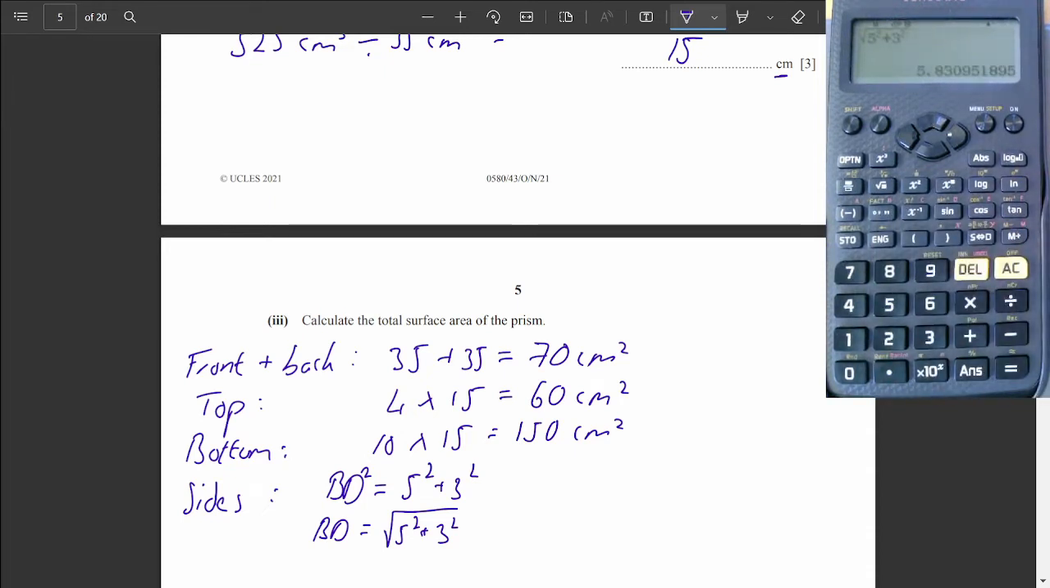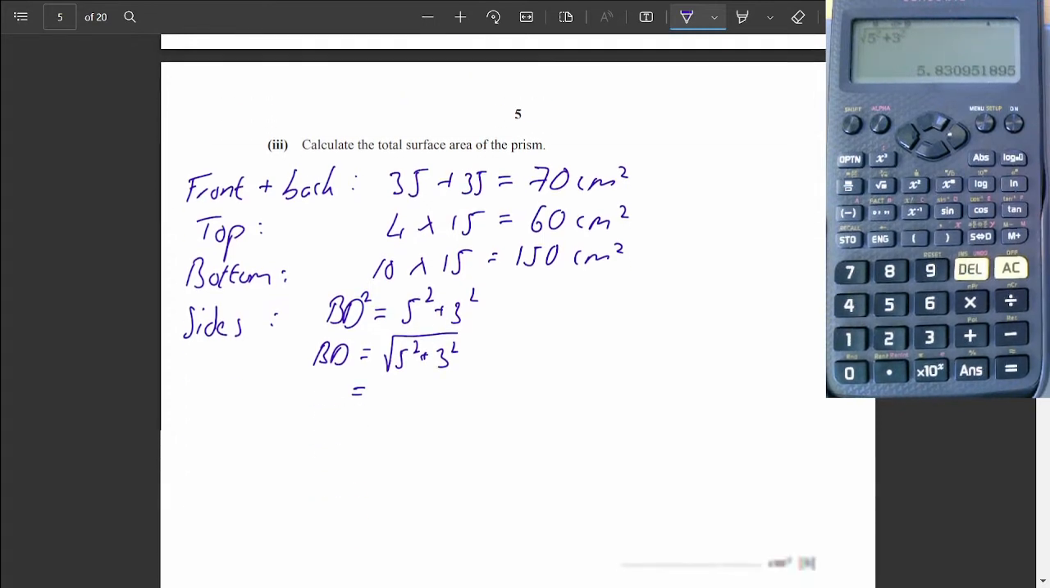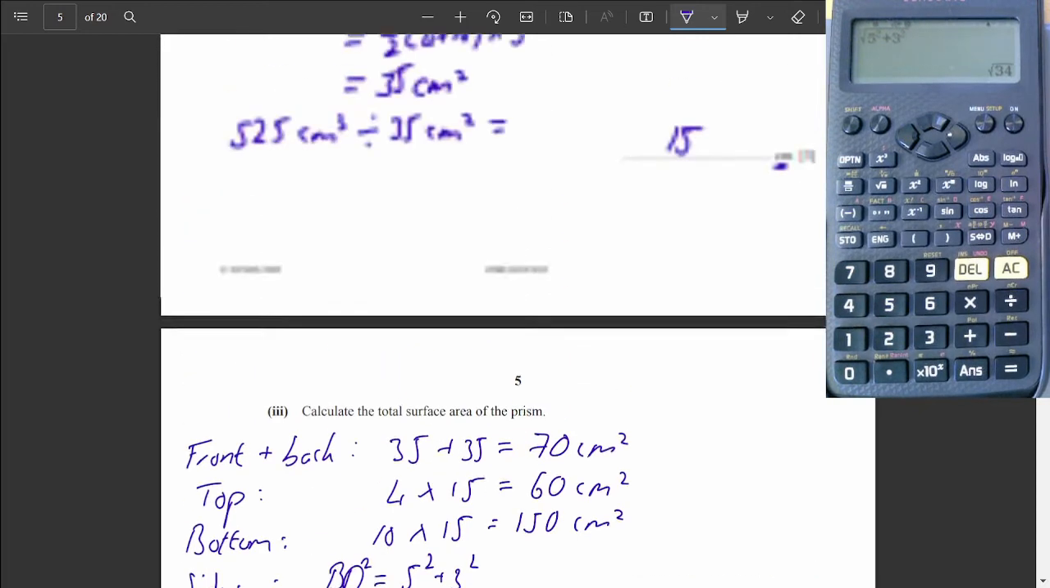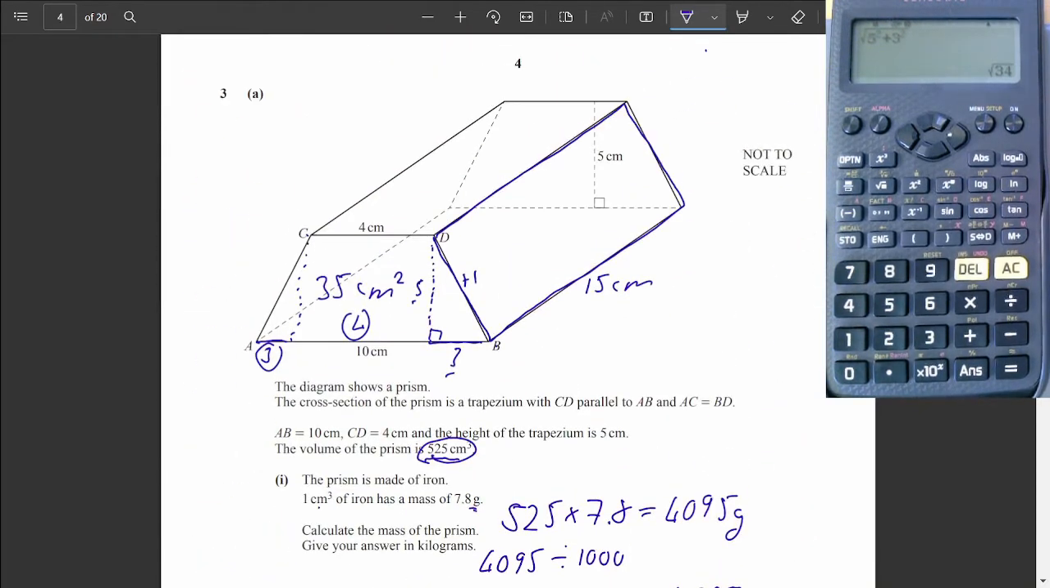Now, it's most accurate to keep our answer in surd form, which is this form. We can write 5 point whatever, but square root 34 is more accurate. To find the area of the two sides now, we know this length, it's square root 34. So square root 34 times 15 times 2, because the other side is there as well, and it has the same area.